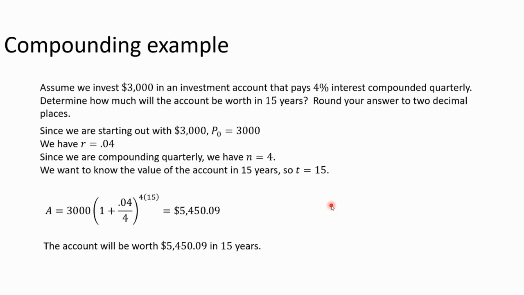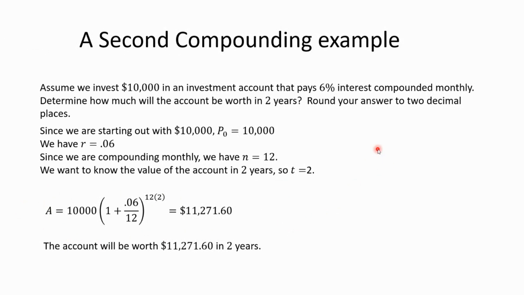Okay. So here's another one. So now let's say we decide to invest $10,000 in an investment account. Now it's paying 6% interest, and it's compounded monthly. So the APR here, the annual percentage rate, is 6%, compounded monthly. So we determine how much will be in the account, or how much will the account be worth, in 2 years.